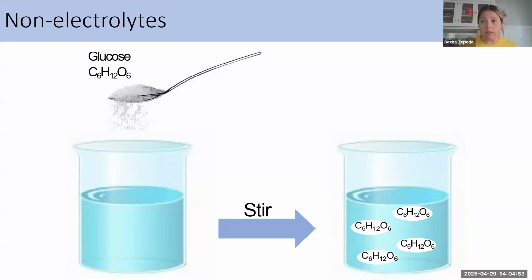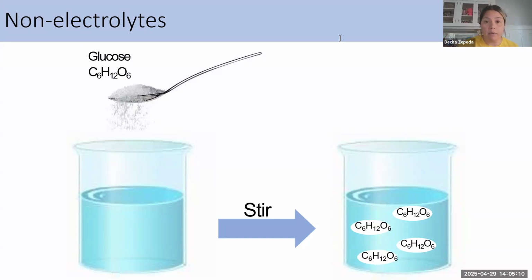But this spoonful of sugar here, C6H12O6, when we put it in solution and dissolve it to make some sugar water, that C6H12O6 stays together. It does not dissociate at all. It retains its chemical structure, and so we call it a non-electrolyte because it does not dissociate.